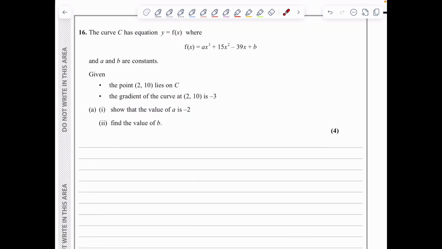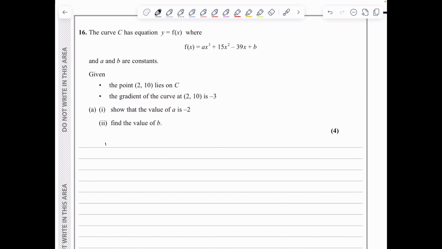In question 16, we are told that the curve C has equation y is f of x, where f of x is this cubic here, a and b are constants. Additionally, we are told that the point 2, 10 lies on C, and the gradient of the curve at this point is negative 3, and we need to show that the value of a is negative 2, and then proceed in finding the value of b.